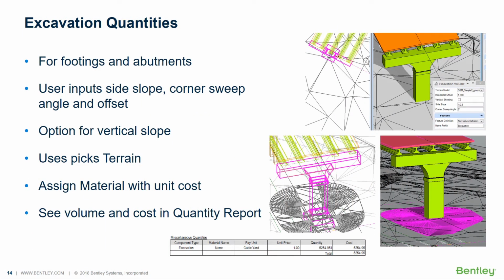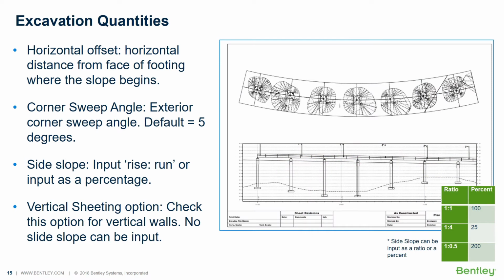Now, something new that came in this release is the ability to generate quantities for excavation, okay, for footings and abutments, and you can control what slope you want to dig in that trench or that hole for the isolated footing, for example, right? Or you can also say, well, I'm doing a sheet pile, so it's going to be a vertical slope. So the way to do it, it's all in the MicroStation file, right? And the side slope has to be rise over run, or you can do it as a percentage, as it shows on the screen, like a 1-to-1 slope or ratio is 100%, right?